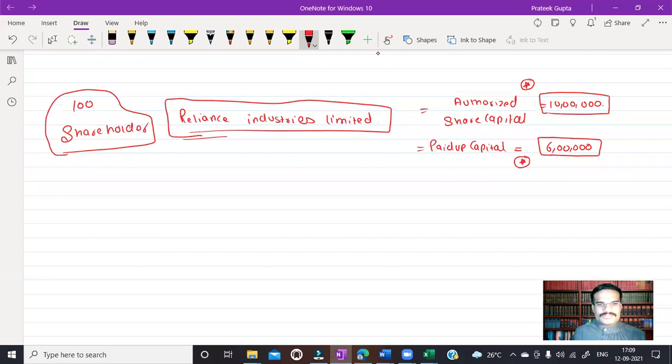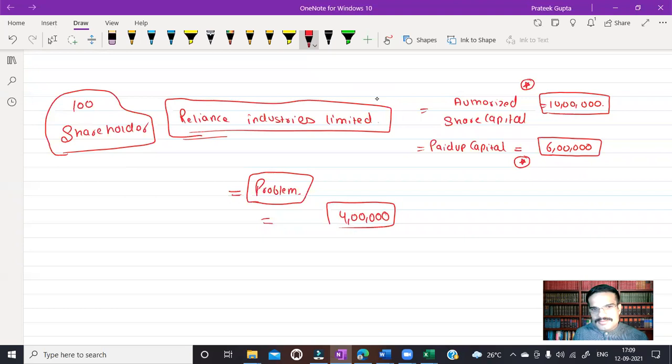Now, understand this. There is a problem now. This Reliance Industries Limited is in need of funds. For an example, beta, the company is in need of rupees 4 lakhs. So my question to everyone is very, very simple.